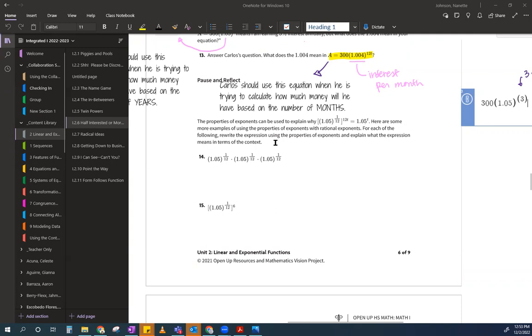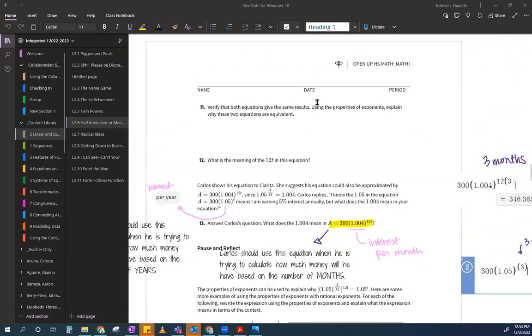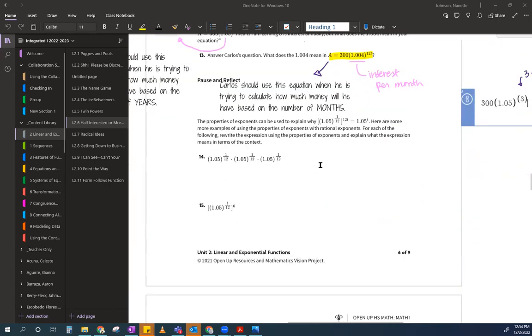Okay, and here are some more examples of using properties of exponents with rational expressions. And for each one, all I want you to do is rewrite the expression using the properties of exponents and explain what the expression means in terms of the context that we were talking about with Carlos and Clarita from earlier. Now, they do not want you to evaluate it, right? So if your answer comes out to be like 1.05 to the 1/2, they want you to leave it like that. They don't want you to plug it into your calculator and give me some decimal approximation.